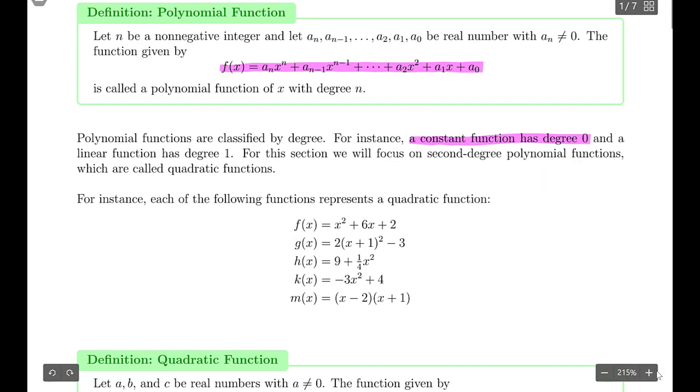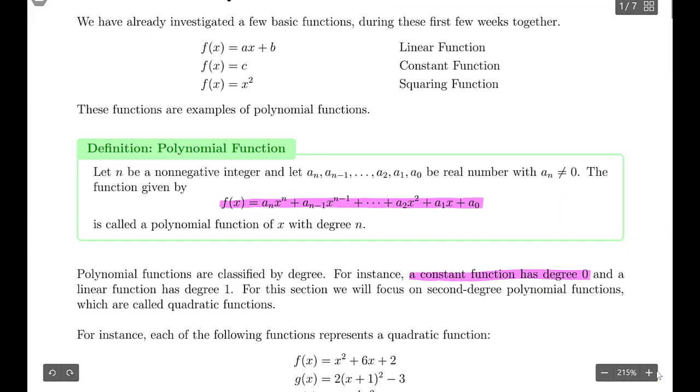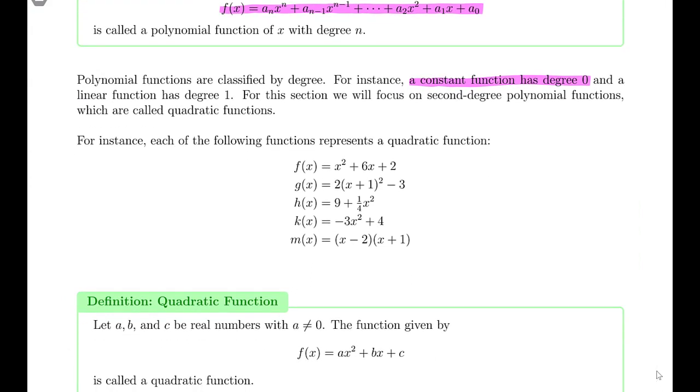Some other special functions that we're going to be looking at, well, not necessarily special, but our main focus of this set of notes are quadratics, and quadratics are degree 2 polynomials. And you have 5 examples listed here in the middle of your screen: x squared plus 6x plus 2, and so on. The last example, the m of x equals the quantity x minus 2 times the quantity x plus 1, initially does not appear to be quadratic in nature, but when you go ahead and distribute the x minus 2 through the parentheses for the x plus 1, you do in fact end up with a quadratic function with an x squared term.